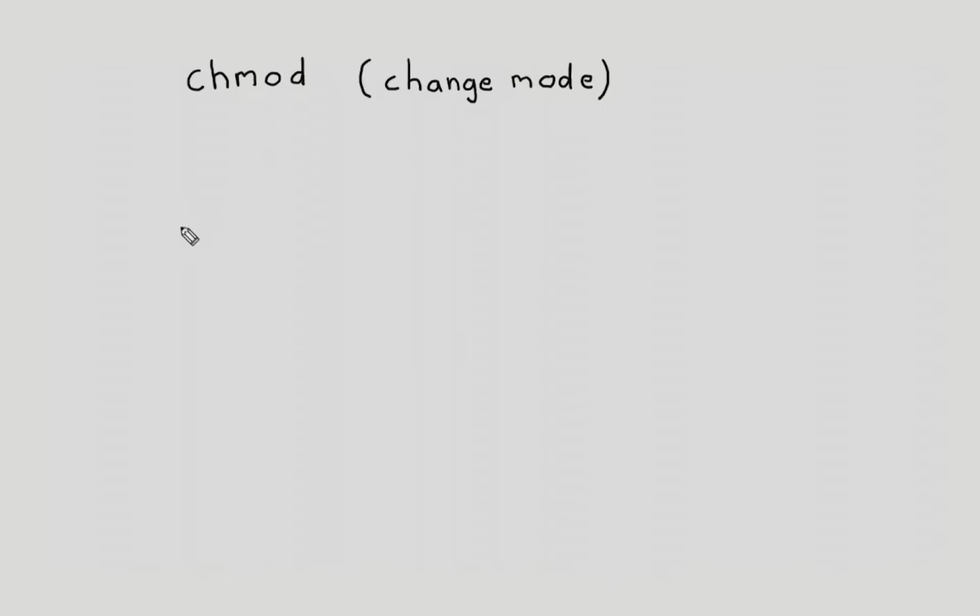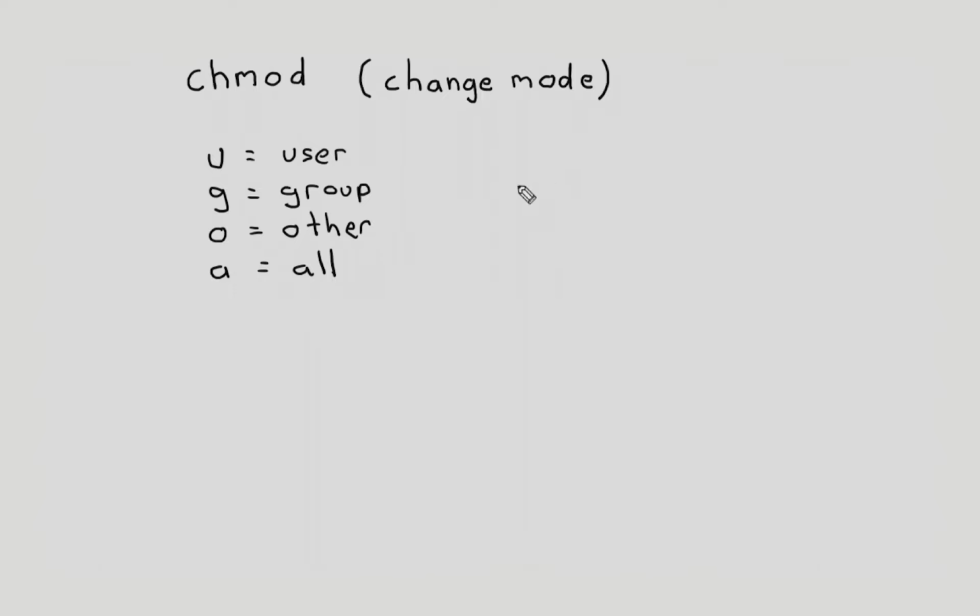Okay, so the symbolic method you can use is basically like this. You start off with either a U for the user, a G for the group, or O for other, or a for all, which means user, group, and other.